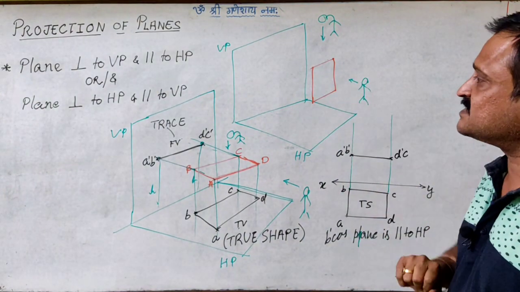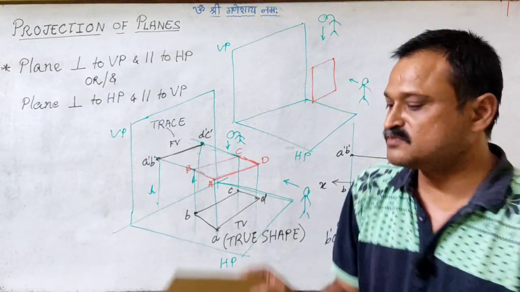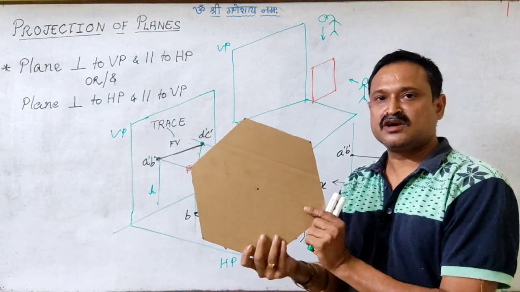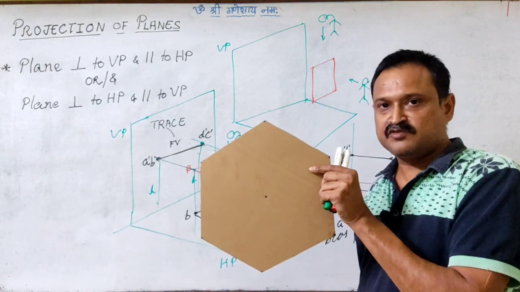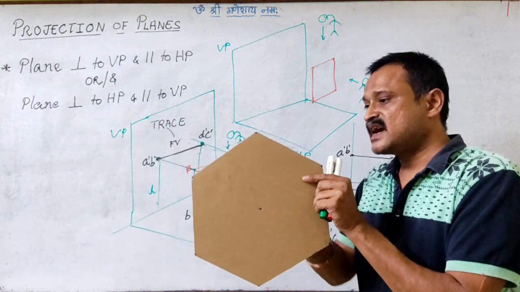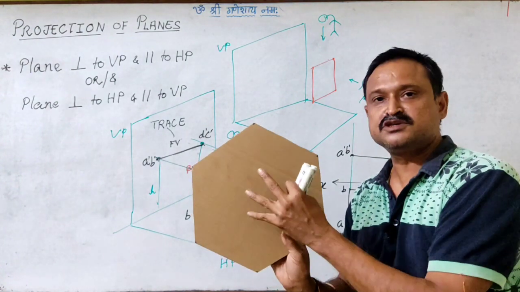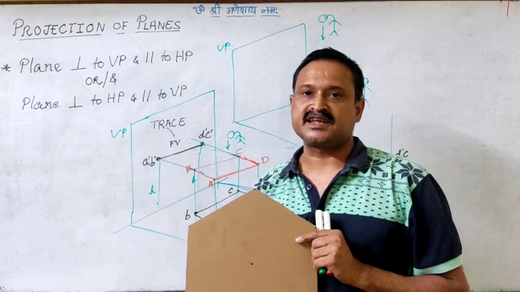Now if we see in this condition what we kept, we have kept this plane parallel to VP. So we have kept the plane parallel to VP and it is perpendicular to HP. As this plane is parallel to VP, we will be able to see the true shape of the plane in the front view, but the top view image will be the trace image.